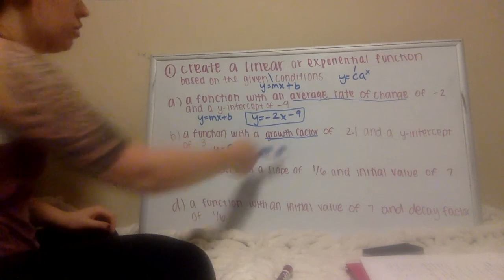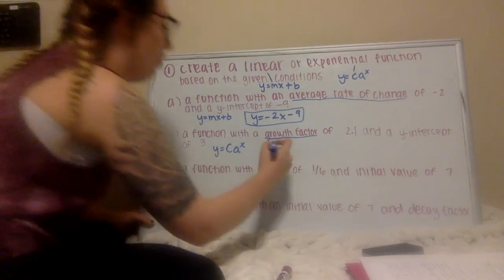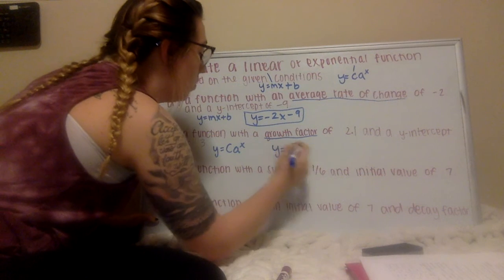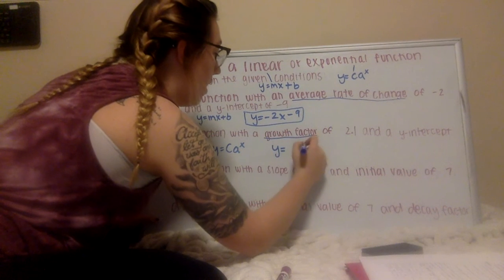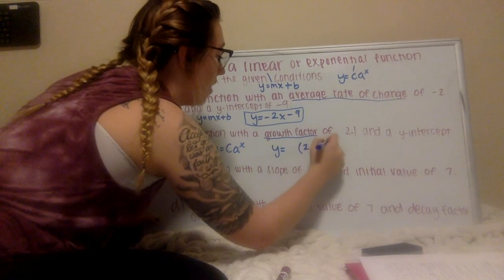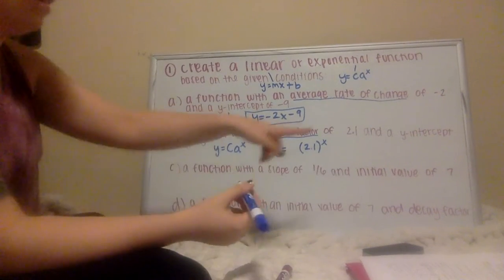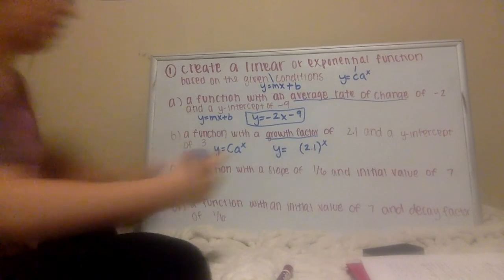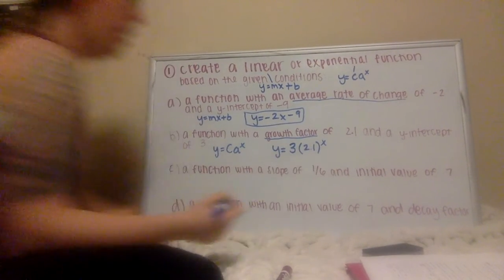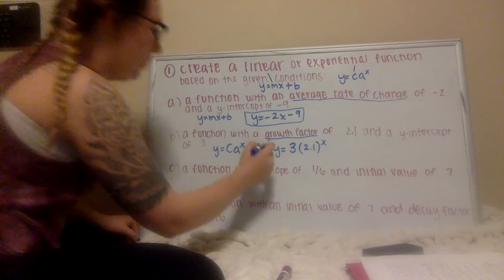Here we know we have a growth factor, so we have our a, so we can fill that in. We have y equals, fill in our a as 2.1 to the x. And we also know that we have a y-intercept of 3, so that fills in for our c value, so we just fill in 3 right here. And then this is our answer for part B.